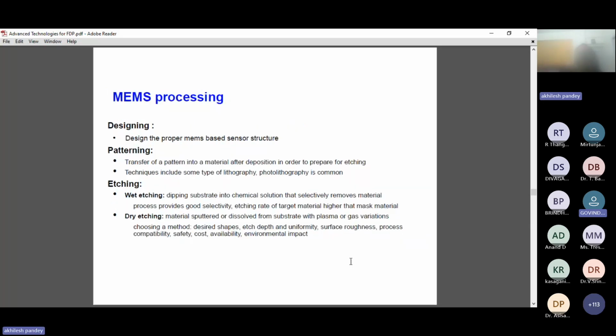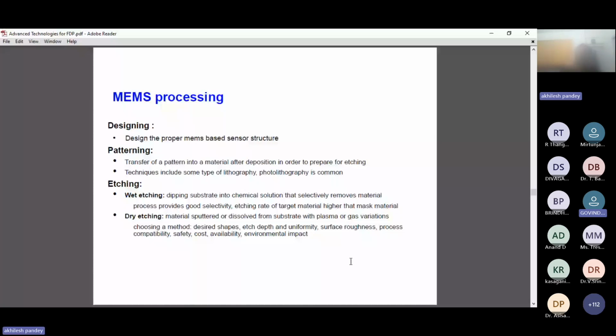For MEMS processing, basically first one has to design the sensor. Sensor designing is very important. There are several software packages available which design the MEMS based sensors. Then patterning. Transfer the pattern onto the material after deposition in order to prepare for etching. Patterning techniques include, basically, either photolithography or sometimes another lithography, which is common.